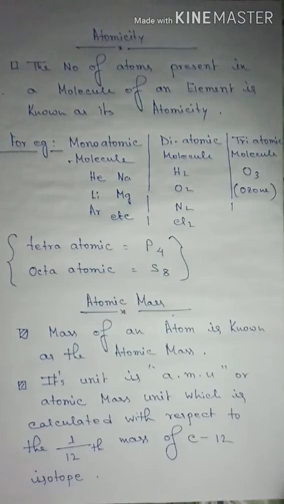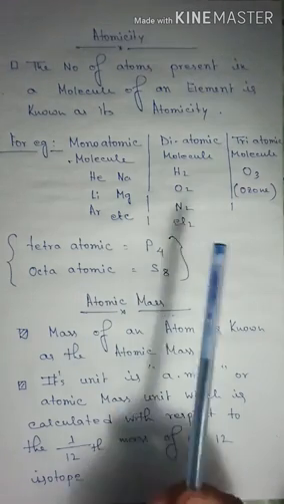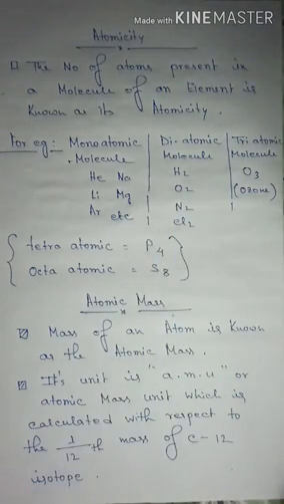If a molecule of an element has two atoms in itself, it is known as diatomic molecule. For example, we have hydrogen, oxygen, nitrogen, chlorine, bromine, iodine, etc. If a molecule of an element has three atoms in it, it will be called triatomic molecule.